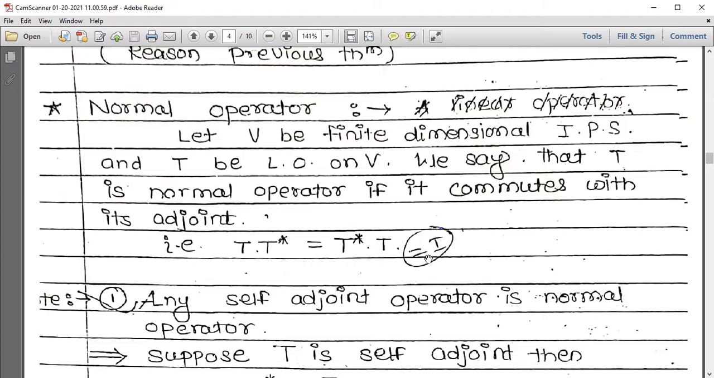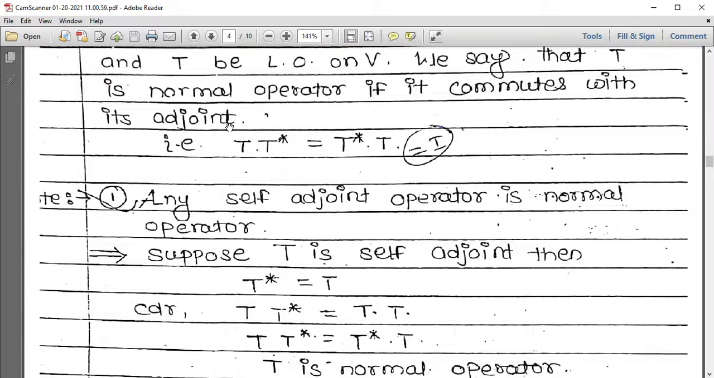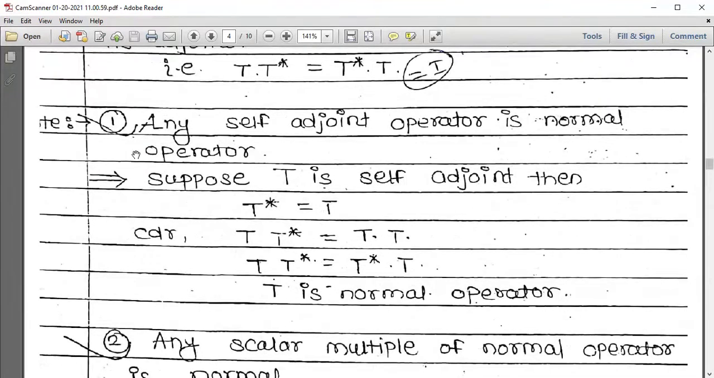If T T star is equal to I, then it is called a unitary operator. But here it is not necessarily equal to I. It may or may not be. If T T star is equal to T star T, then T is called a normal operator. Let's look at some notes.